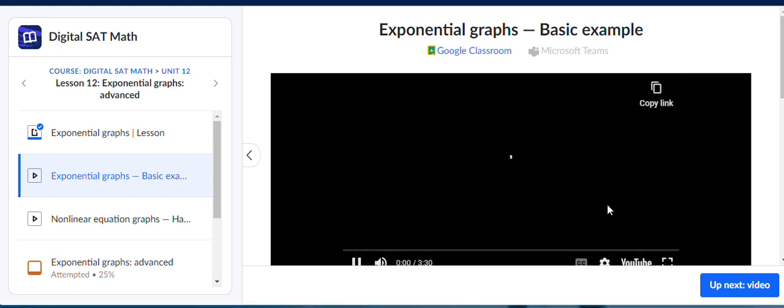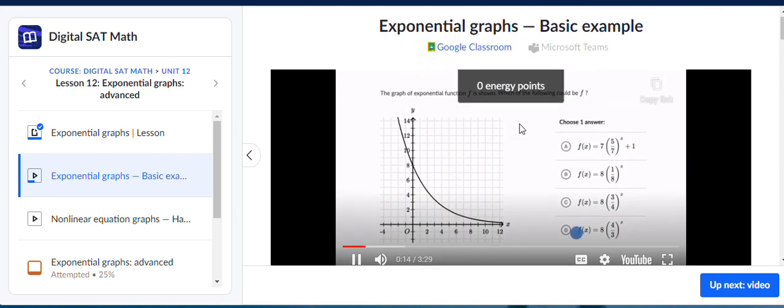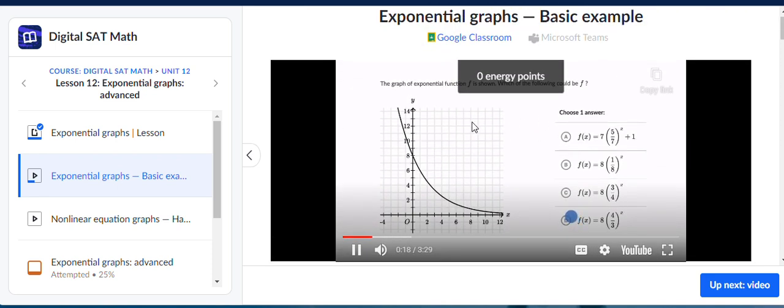This is basic. We're told that the graph of exponential f is shown right over here. Which of the following could be f? And we pick one of these answers. So why don't you pause the video and see if you can work it out before we do it together. All right, now let's work through this together.